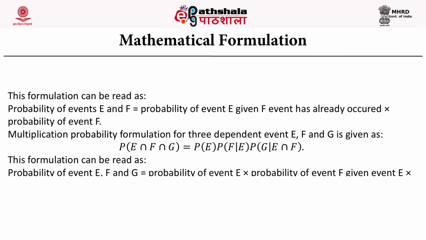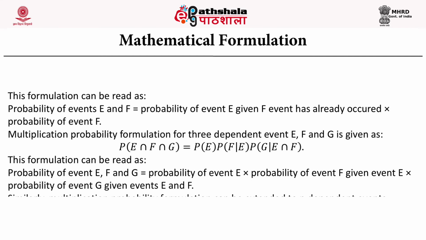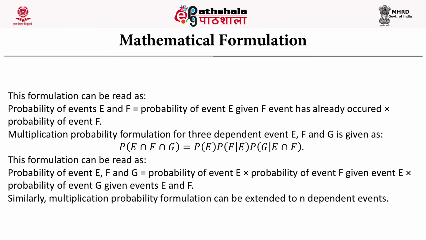The multiplication probability formulation for three dependent events E, F and G is given by probability of E intersection F intersection G, which is equal to probability of E into probability of F given E into probability of G given E intersection F. This formulation can be read as probability of events E, F and G is equal to probability of event E, probability of event F given event E, into probability of event G given events E and F.